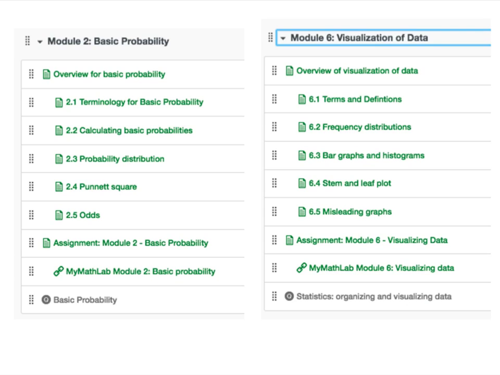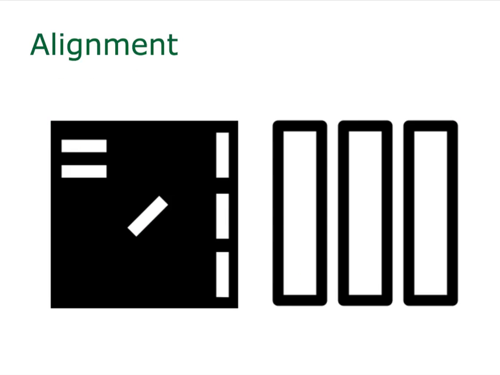In this example, you will see that both modules follow the same pattern. Both started with an overview, followed by a series of lectures, and then there is an assignment activity in MyMathLab, and both conclude with a quiz. Students having learned the pattern early on in the semester will not have a lot of anxiety figuring out what to expect in the following modules.